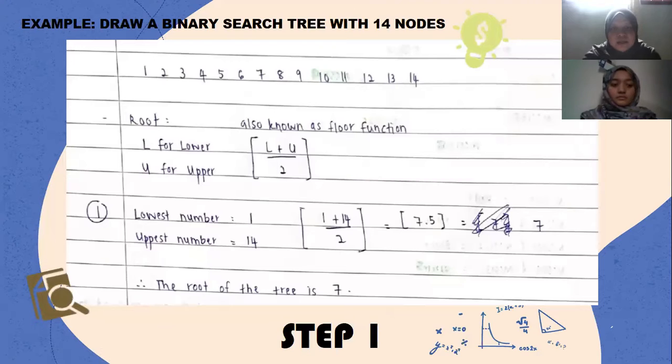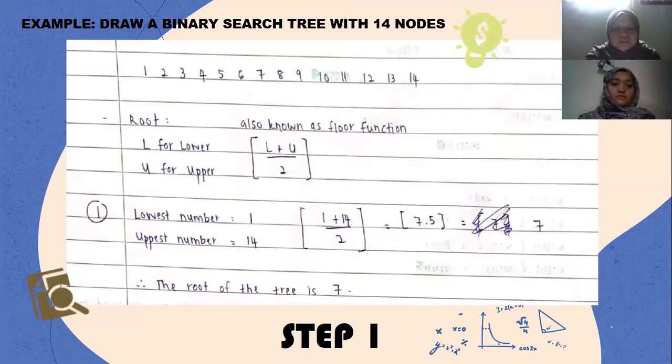So for example, a question is given: draw a binary search tree with 14 nodes. For the first step, you have to state numbers 1 until 14 in ascending order, like the picture shows. So for the first step, we have to find the root. For the root, we have a formula, which is L plus U divided by 2, where L stands for lower and U stands for upper. This is also known as the floor function.